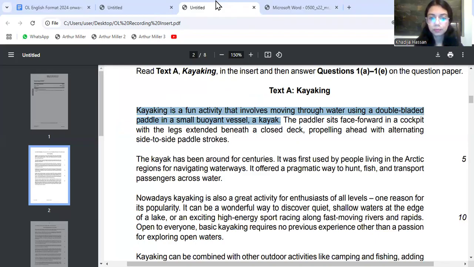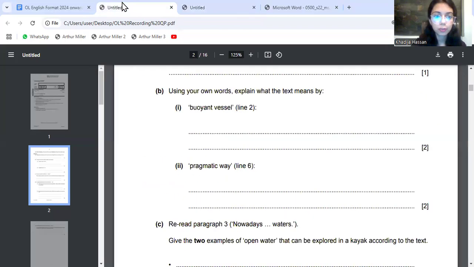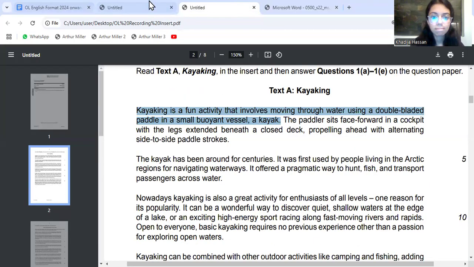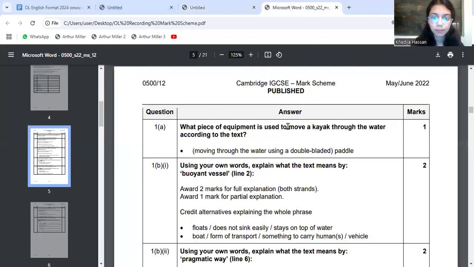All right. So for vessel, we can go with vehicle. I'm honestly not too sure about buoyant. I will go with, for now, moving, propelling. It won't be upbeat vehicle, so I think I'll go with moving. Let's check this from the mark scheme.